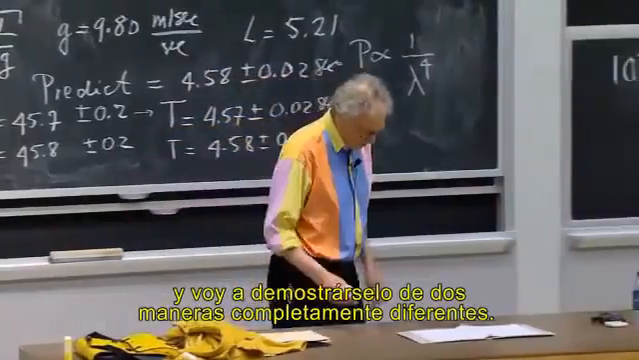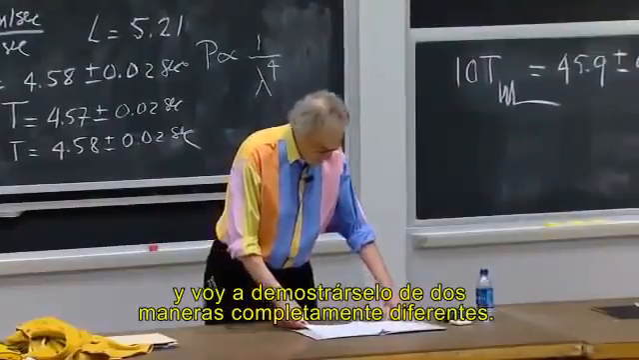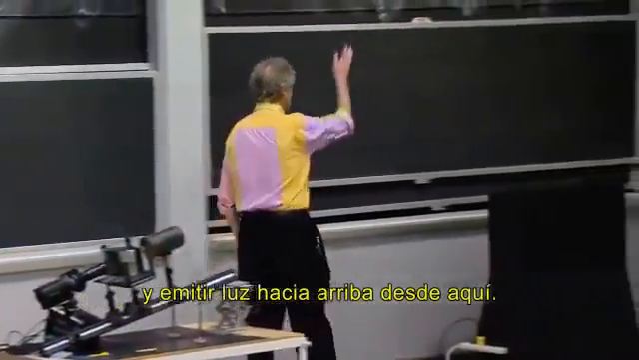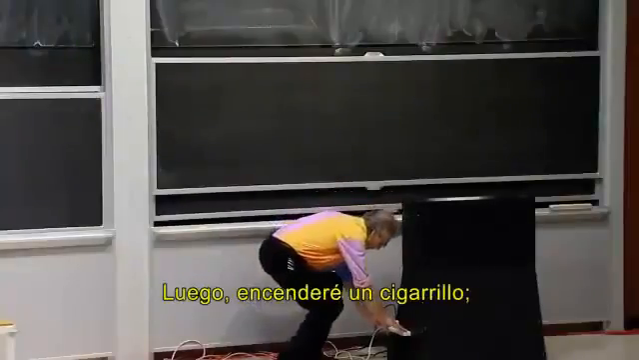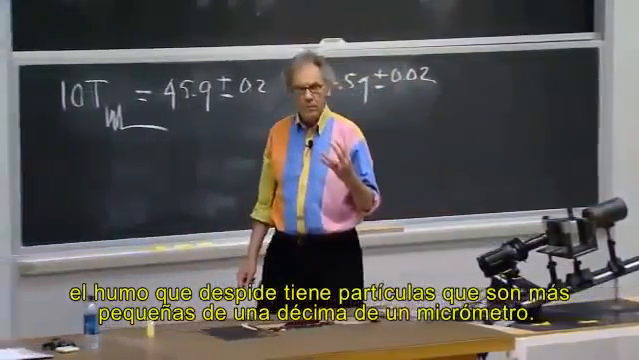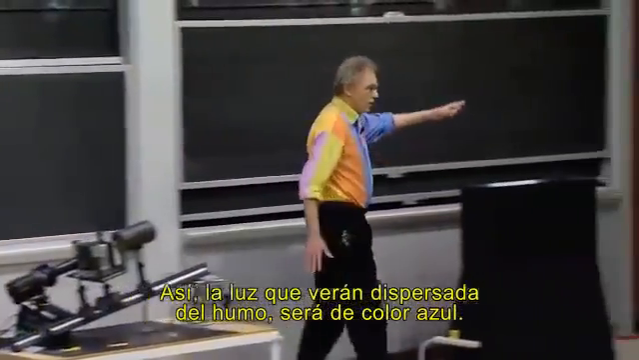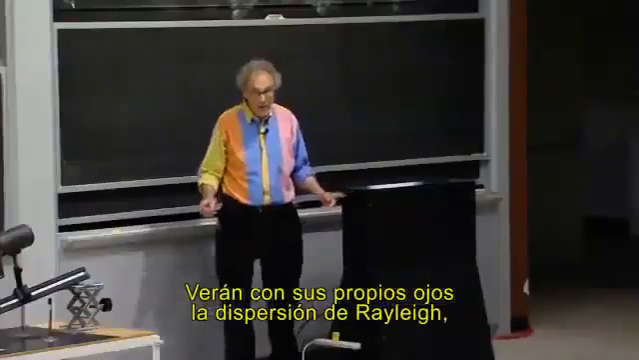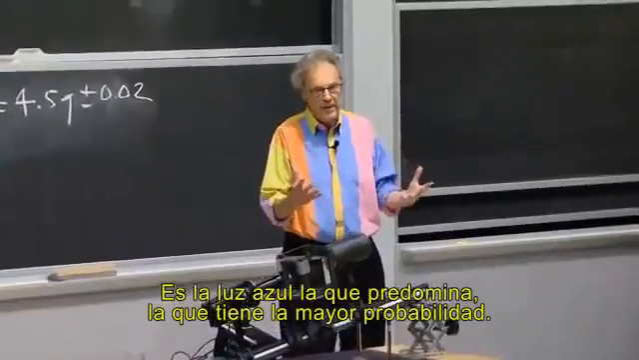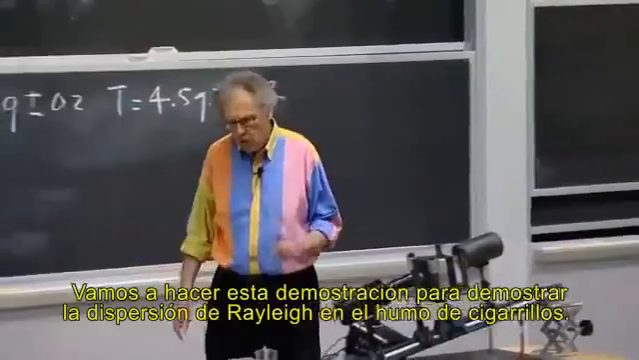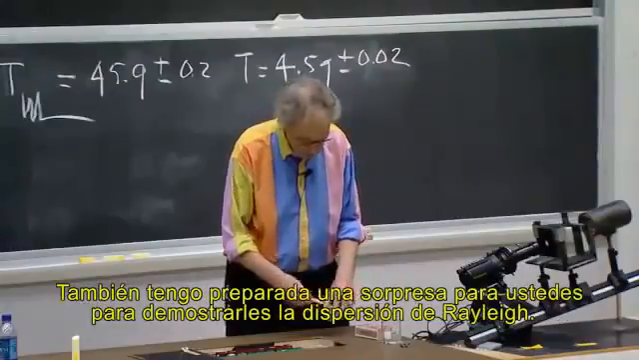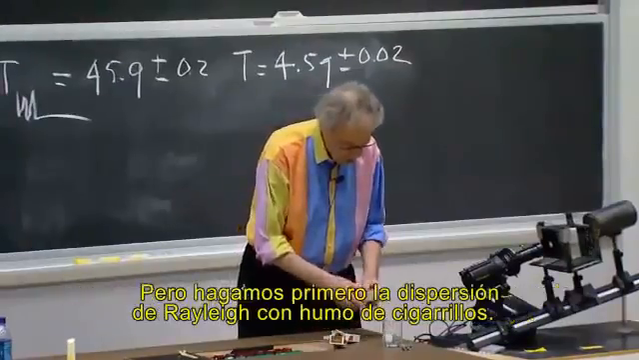And I'm going to demonstrate that to you in 2 completely different ways. The first way is to make it completely dark in the lecture hall and have light going straight up here. Then I will light a cigarette, and the smoke of a cigarette has particles that are smaller than 1/10 of a micron. And so the light that you will see scattered off the smoke will be blue. So you will see in front of your own eyes Rayleigh scattering, because the red light more or less goes through. It is really the blue that dominates, that has the highest probability. So we're first going to do that demonstration to show you Rayleigh scattering of cigarette smoke. And then I have a surprise for you to also show you Mie scattering. But let's first do the Rayleigh scattering with cigarette smoke.